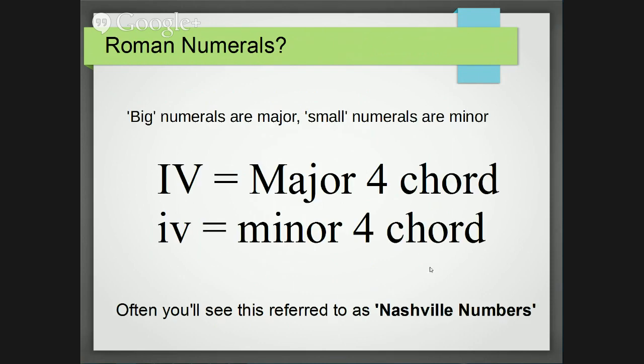Sometimes on the internet, I just want to make this note, you'll see in forums people are using Roman numerals. We call these Nashville numbers. Uppercase means it's referring to the major chord, so uppercase IV is referring to the major fourth chord. A lowercase iv would be referring to the minor 4 chord. That'll help you out when you're Googling some stuff. I know that can be a little confusing.